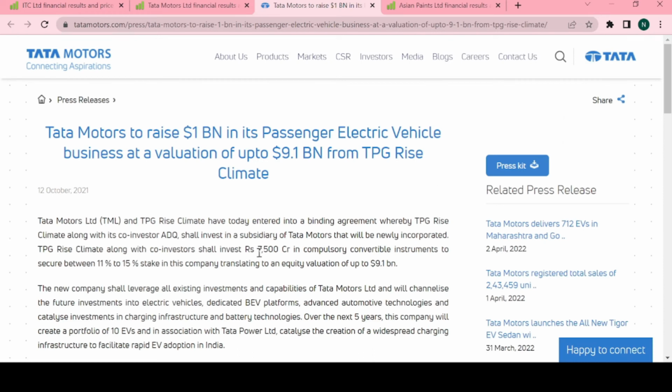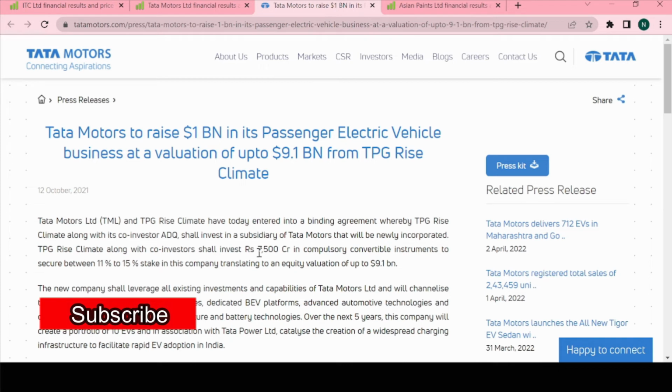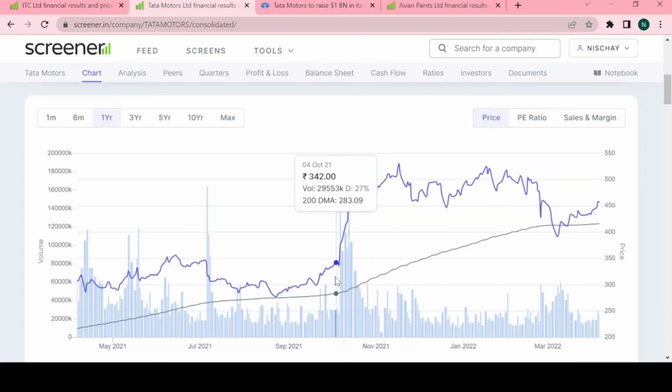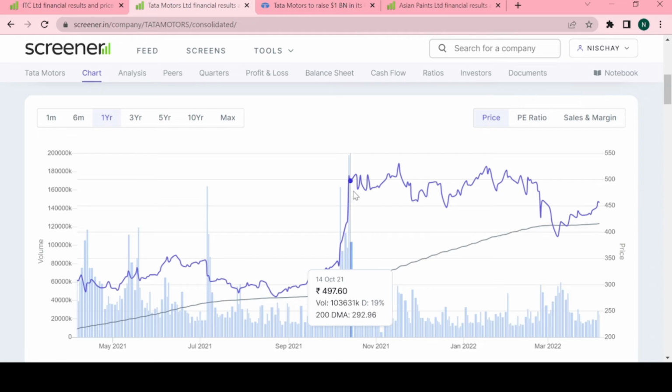So if you look at this news, Tata Motors to raise 1 billion in its passenger electric vehicle business at a valuation of up to 9.1 billion from TPG Rise Climate. Now this news was announced on 12 October 2021. Now in the ideal world, the investment should have come, Tata Motors should have utilized that investment and produced a lot of electric vehicles, and that would have generated profit, and then the market should have reacted either positively or negatively. But what happened, as soon as the announcement came, the stock almost shot up by 47%. On 11th October it was 415, but on 14th October it was 497.